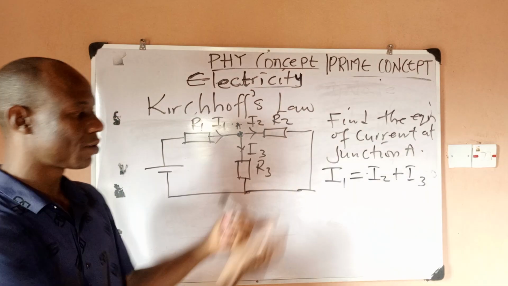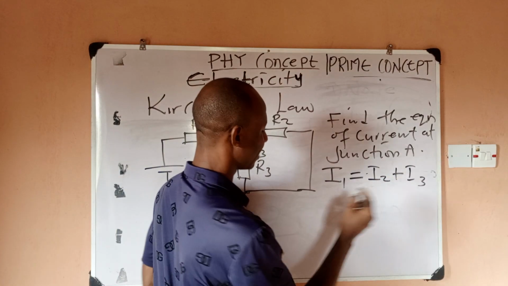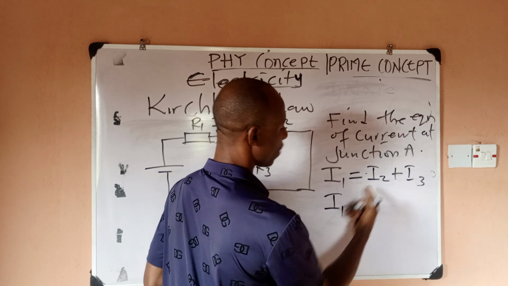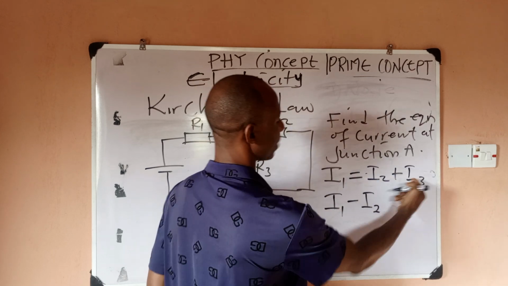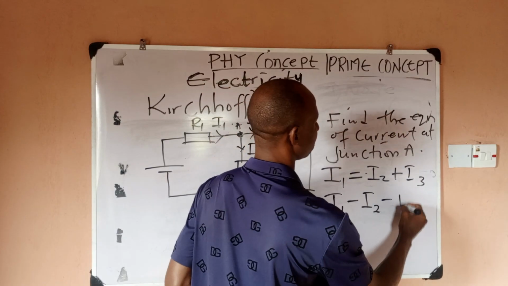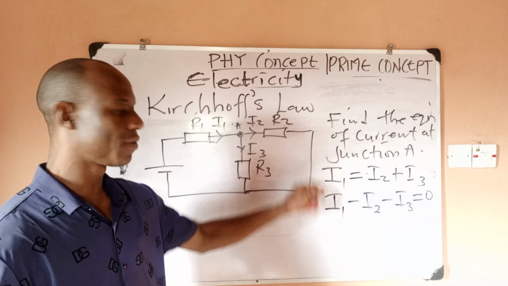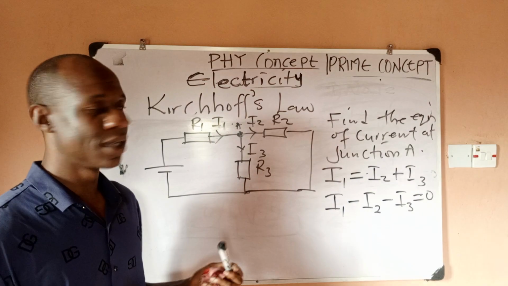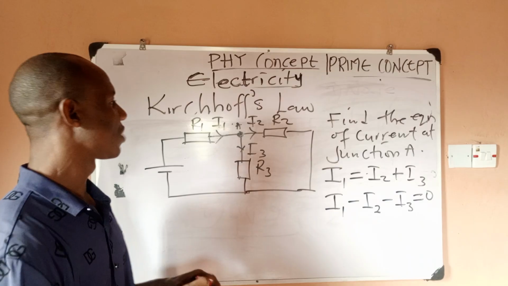Now another way we can write this is our answer, but we can still rearrange this to write it as I1. If I bring this to this side, I would have minus I2. I bring this to this side, I have minus I3, then equal to 0. So any of these two equations is correct, right? I'll give another simple problem so that the concept becomes clear to you.